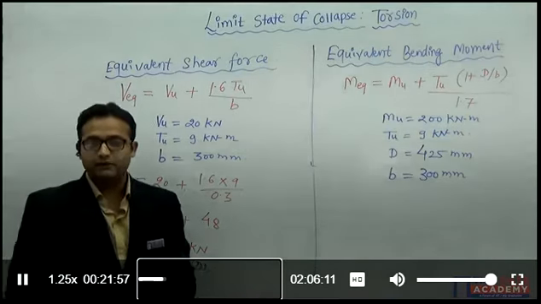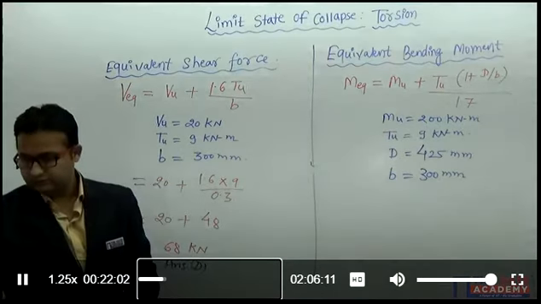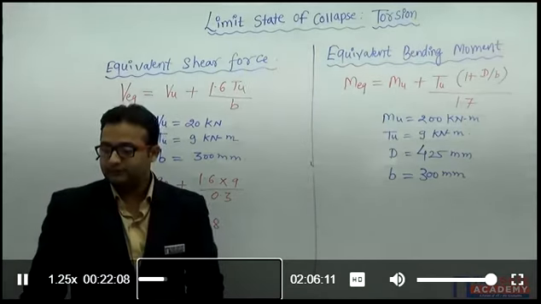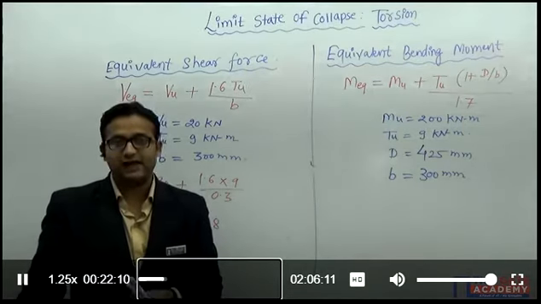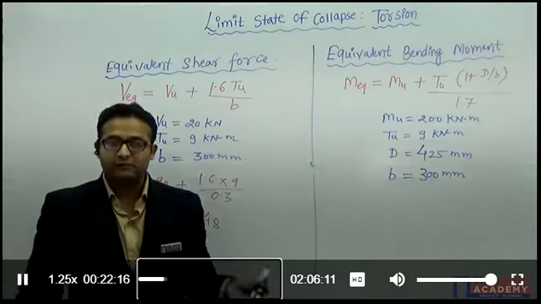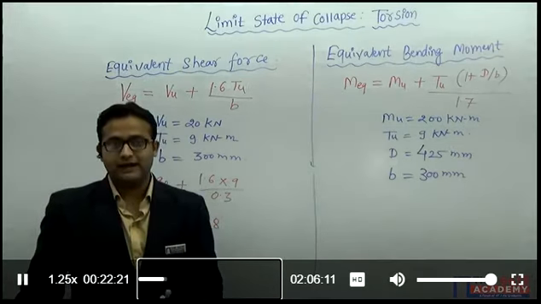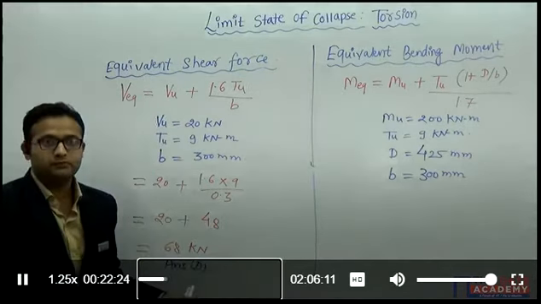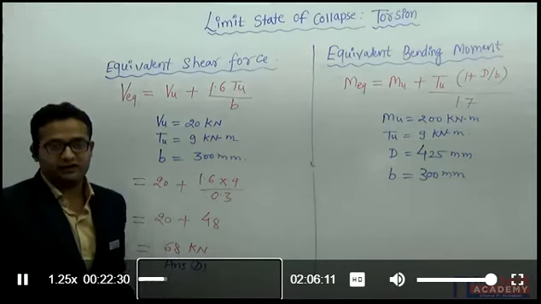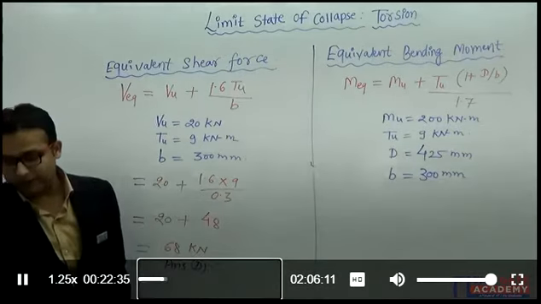In the limit state method, definitely we will be using the factored values. In the question they have mentioned the limit state of collapse, which means they should have given the factored values. But suppose they are not given, at the last we can multiply by 1.5 if the answers are not matching. But right now the answers are matching, so I do not need to multiply by a factor of safety. So let's calculate the equivalent bending moment.